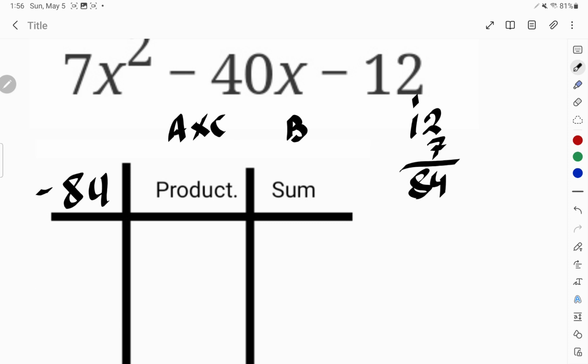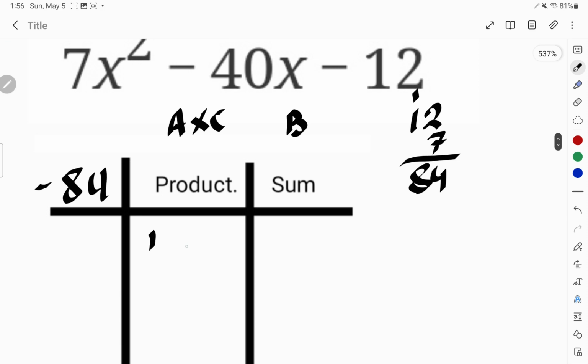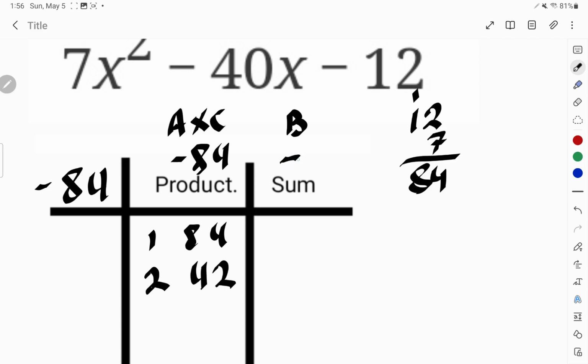So let's see. I know 1 times 84 gives me 84, so that's a good one. 2 and 42, right? 84 divided by 2 is 42, yes. And I'm going to stop right there. Now, this one has to be negative 84, and this one has to be negative 40. So that means one of my factors has to be a negative.